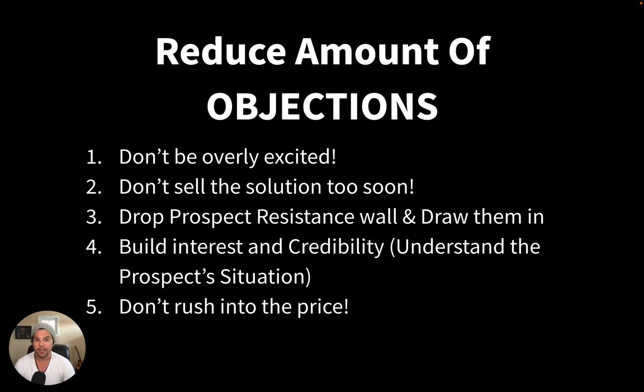Number 3 is you want to focus on dropping the prospect's resistance wall and drawing them in. Okay, what does that mean? The car sales example I gave. If you come running up to them overly excited, their resistance wall is going to go up. You want to remove that and draw them into you. So you want to get to know them. A great example of this is, so the resistance wall's up. So why should we go with you? Based on other people. What makes you so special, right? The resistance wall's up. Let's bring it down.